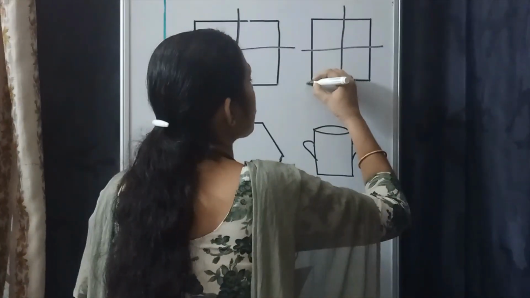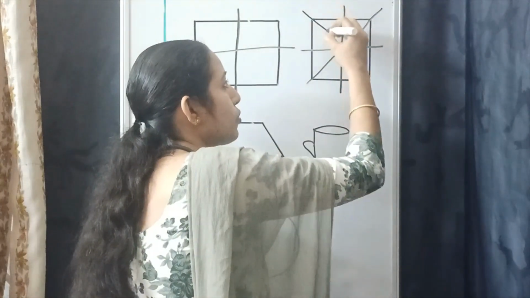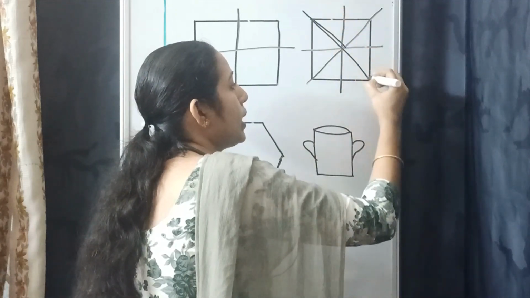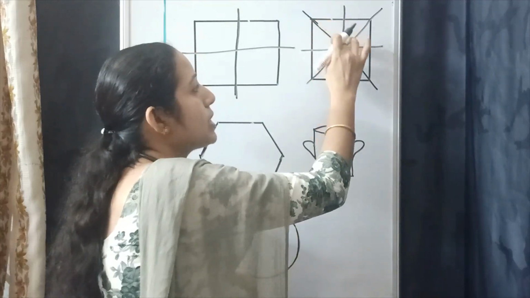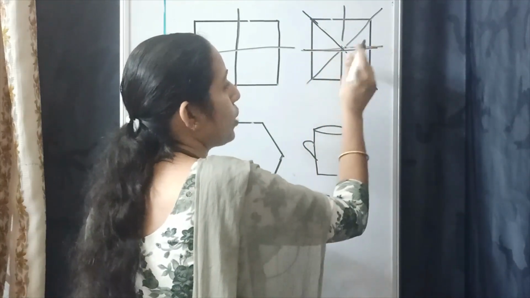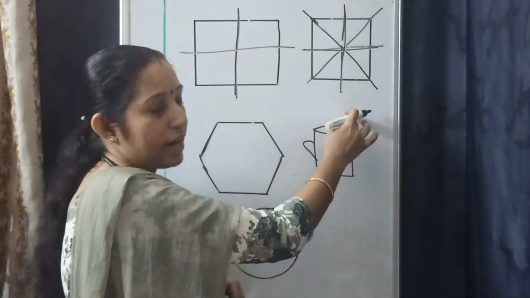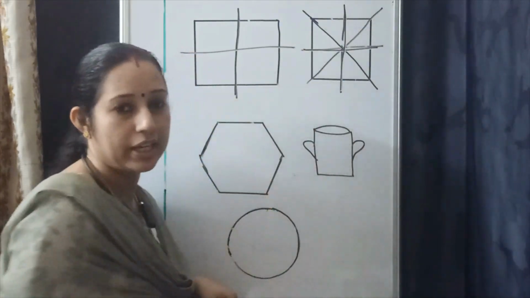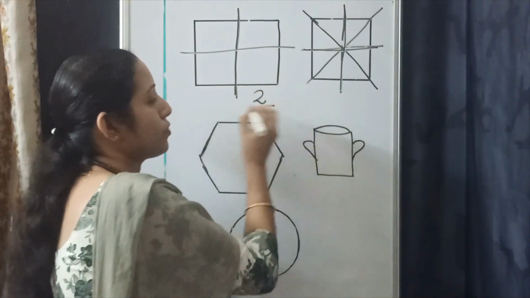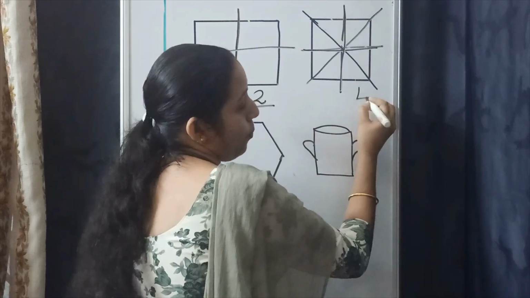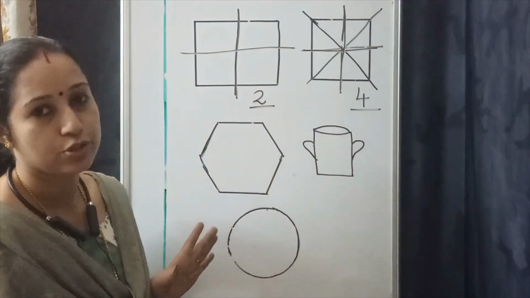So in a square, this is also a line of symmetry. And on this side also we can draw a line of symmetry. So in a square there are four lines of symmetry. One we can draw horizontally, one vertically, and also diagonally. So this rectangle has only two lines of symmetry, but a square has four lines of symmetry.